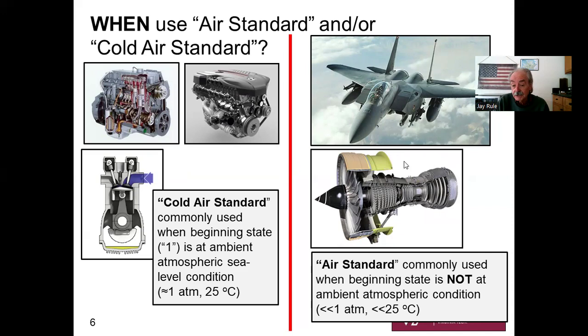Here are some examples of where the inlet conditions to the engine would definitely not be ambient, correct? Aircraft flying at high altitude, clearly not 1 atmosphere pressure, less than 1 atmosphere. And there's a cutaway of a gas turbine engine. This is a turbofan gas turbine engine that would be used to power, let's say, Boeing 747s, very large engines. Anyway, you get the idea. When would you use cold air standard? When would you use air standard? Your job is to get good at both.